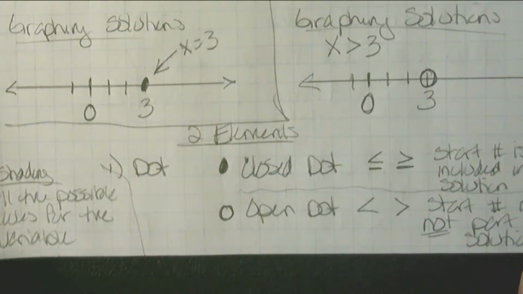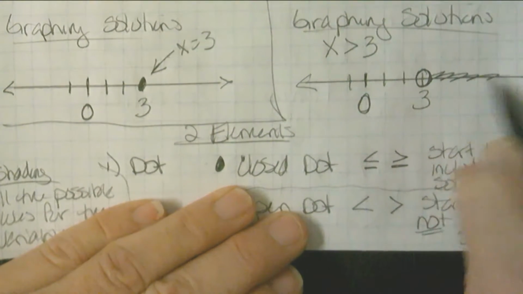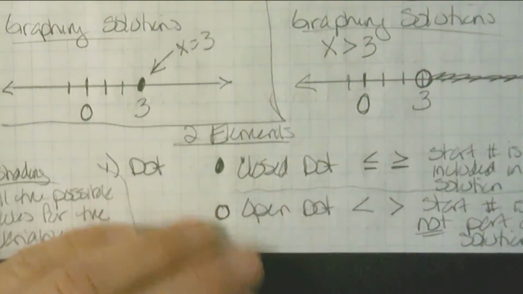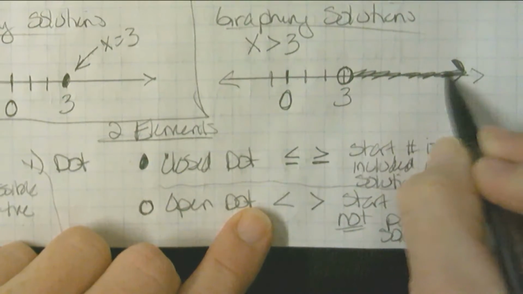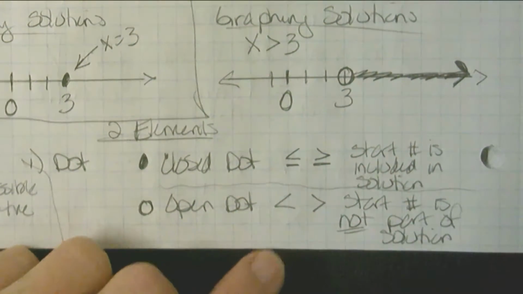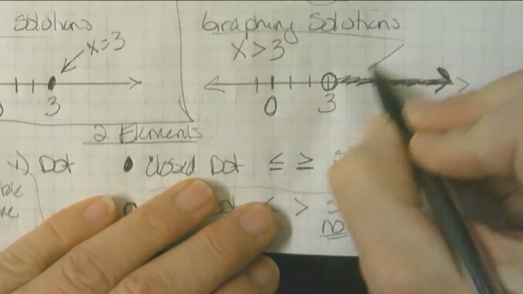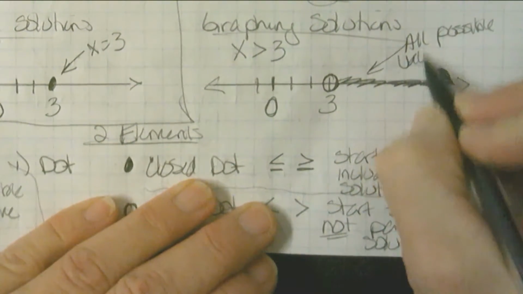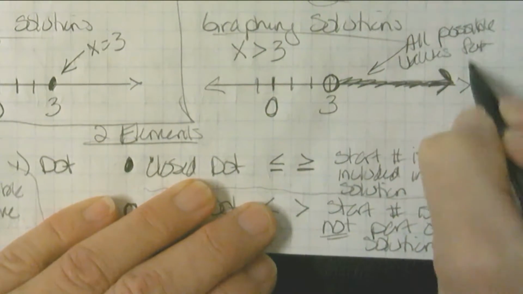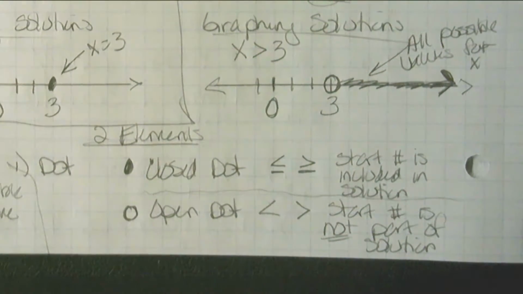Aaron? All the numbers that are greater than 3. All the numbers bigger than 3 is where I'm shading. So I'm just going to shade it in a little with an arrow on the end saying it keeps going. So this shading are all possible values for x. Questions so far?